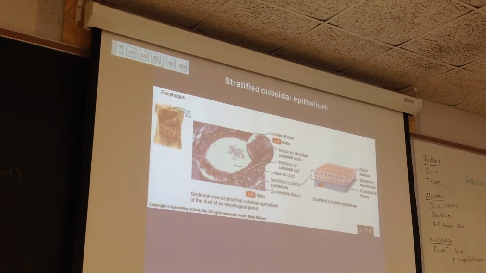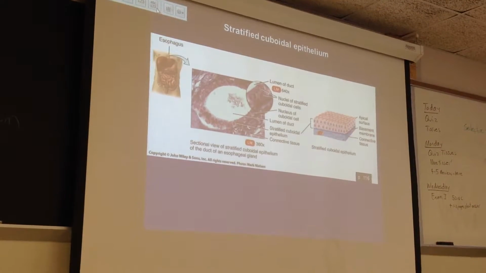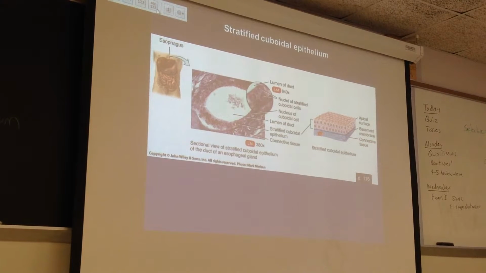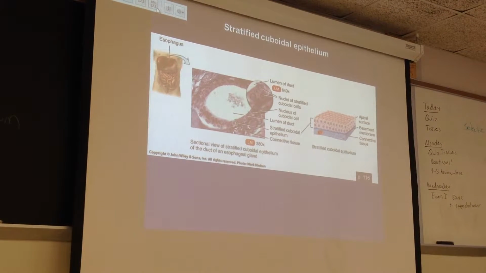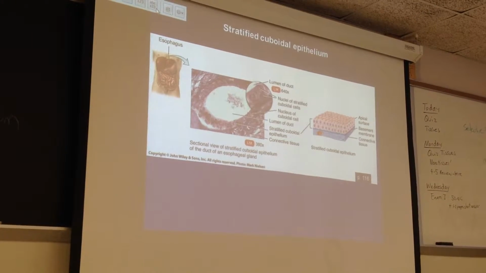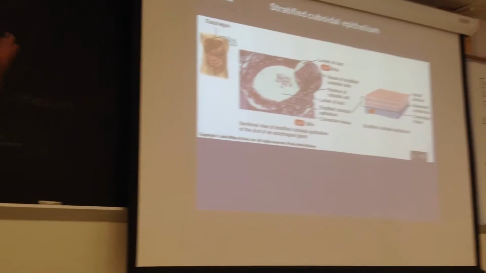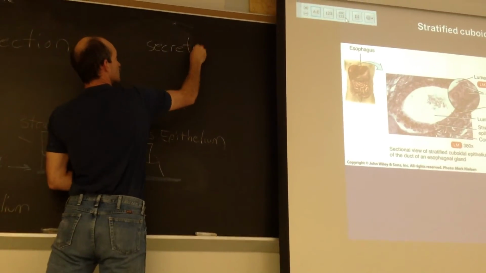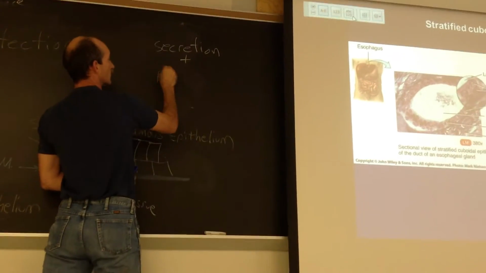Stratified cuboidal epithelia are fairly rare in the body. There's only a couple places. Some of the sweat glands. Here's some glands associated with the esophagus. Not a lot of places where they occur. Again, more than one layer, and the apical surface is cube-shaped cells. Function for this tissue, it's kind of a little bit both of secretion plus some protection as well.